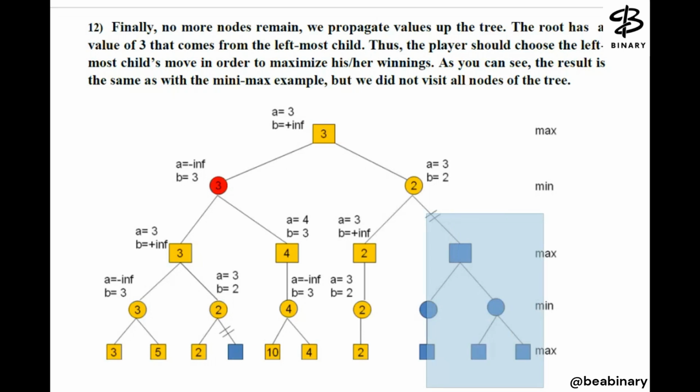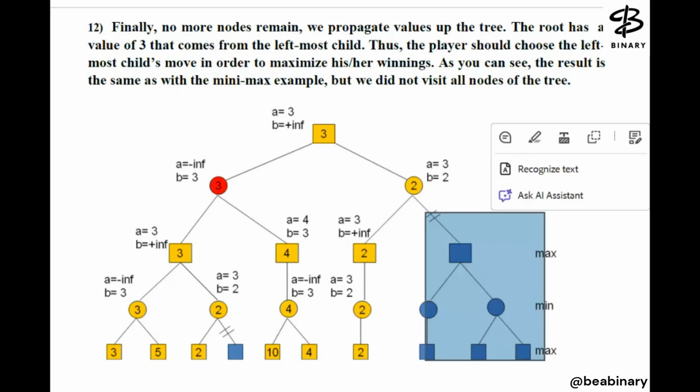The result is the same as with the minimax example, but we do not visit all the nodes of the tree. So with the help of the alpha beta pruning algorithm, we have further improved our minimax problem here.